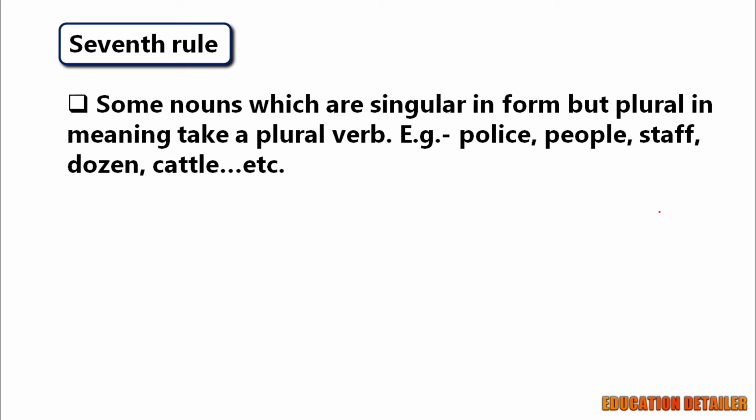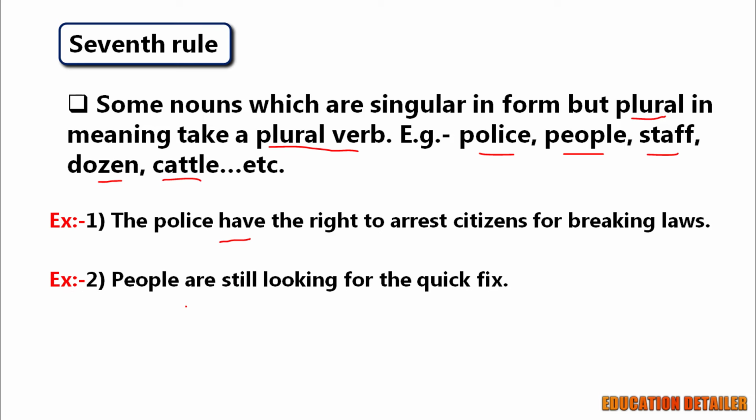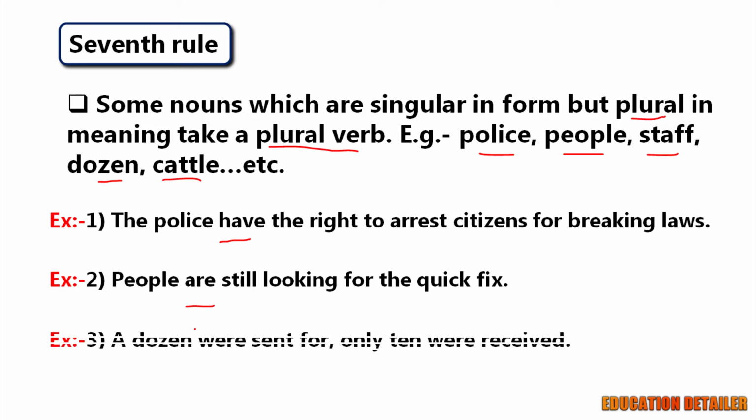Seventh rule. Some nouns which are singular in form but plural in meaning take a plural verb. Police, people, staff, dozen, cattle, and many more. The police have the right to arrest citizens for breaking laws. People are still looking for the quick fix. A dozen were sent for, only 10 were received.